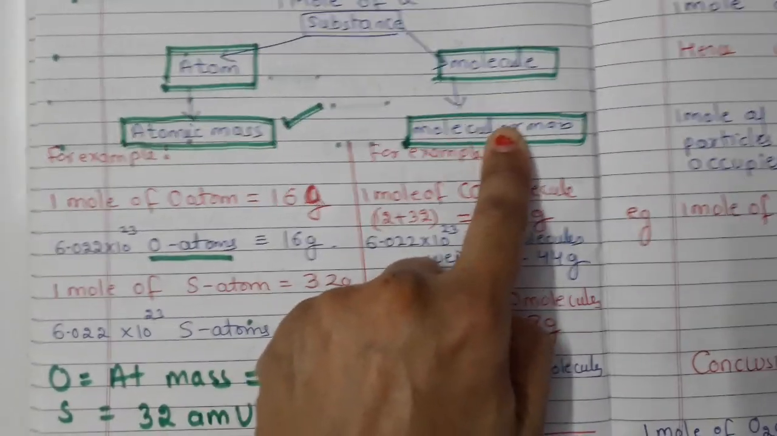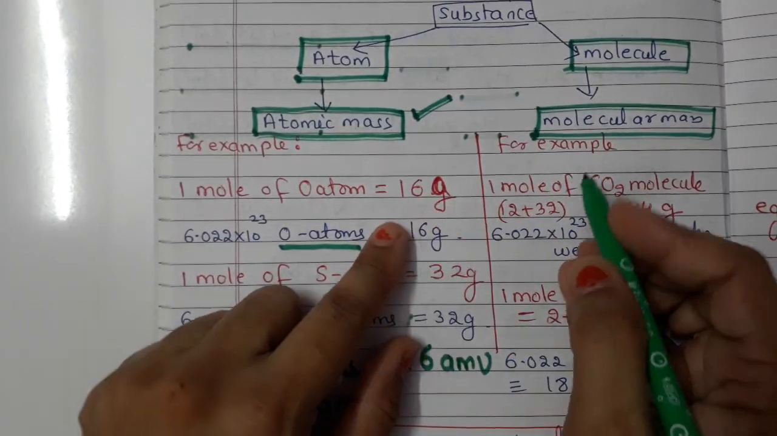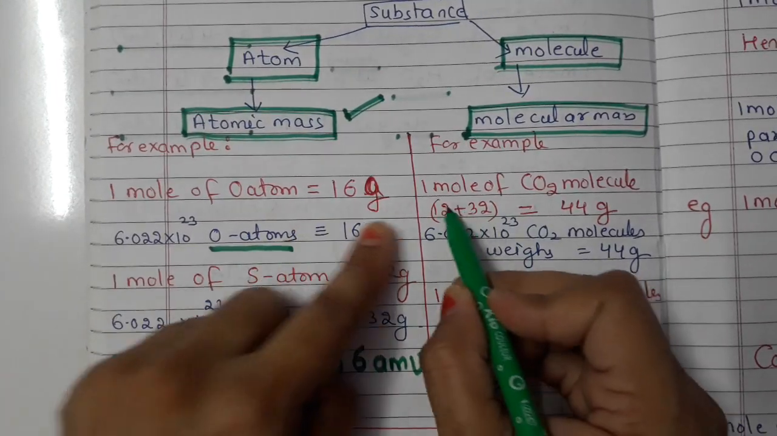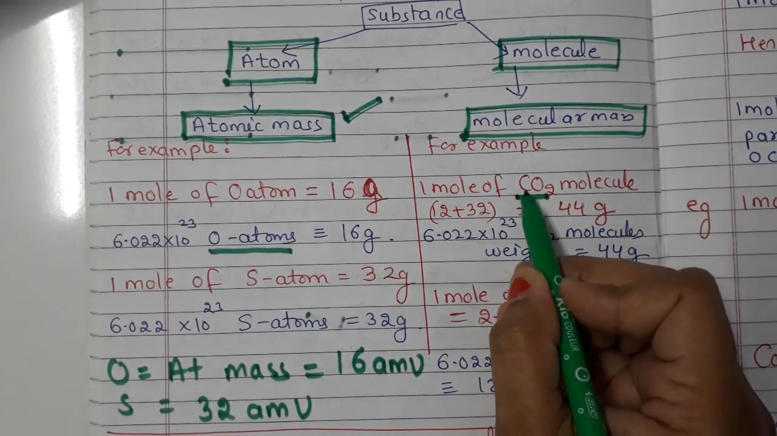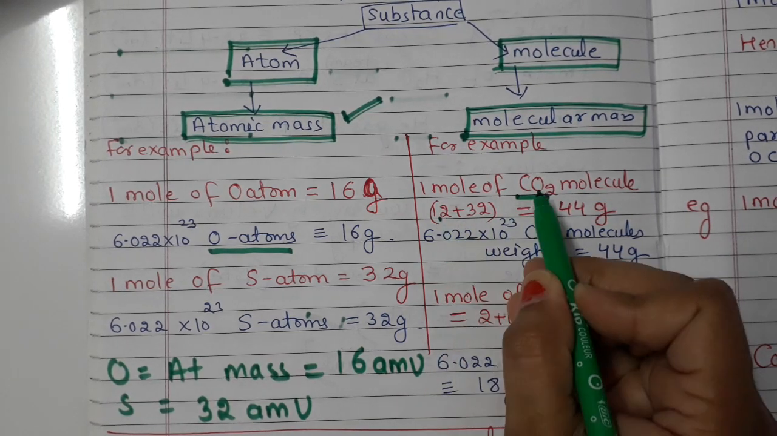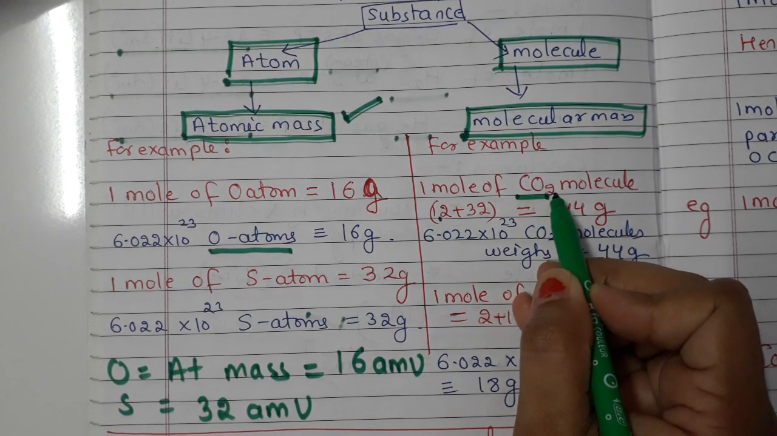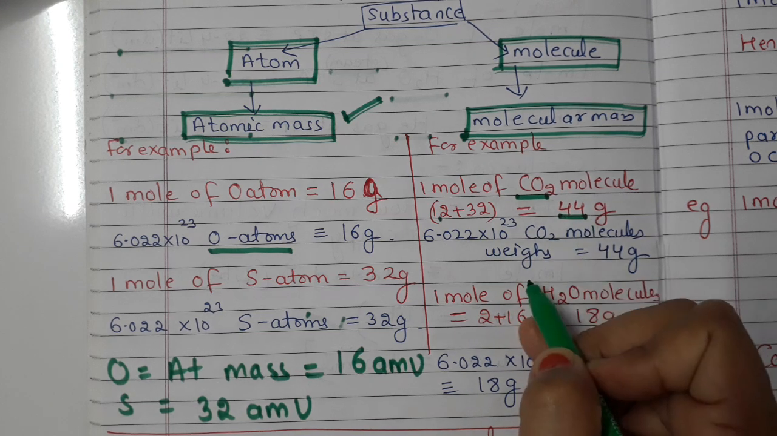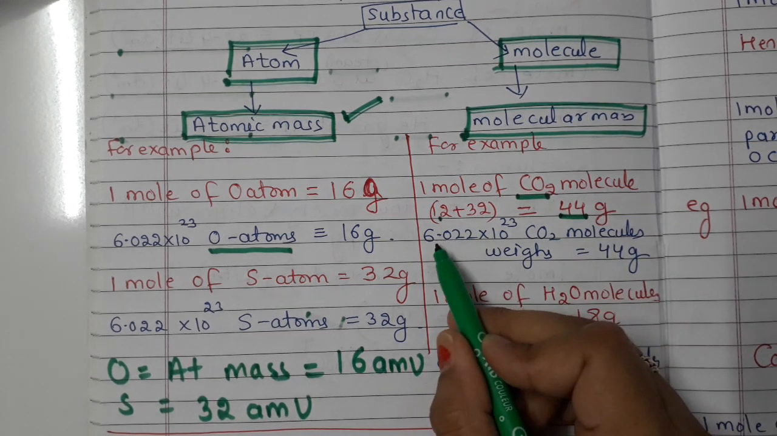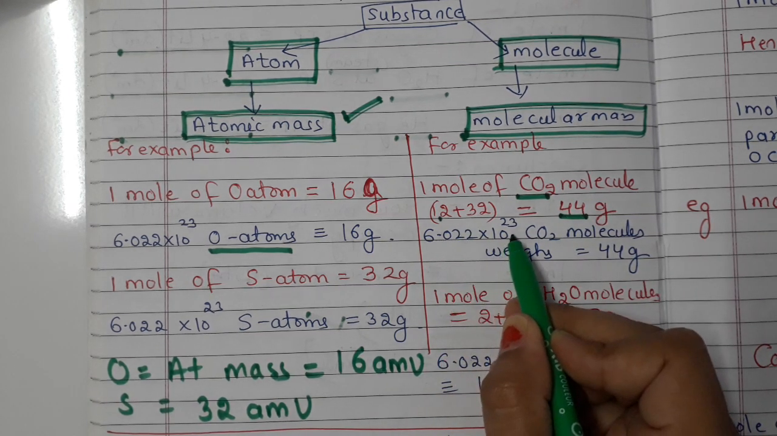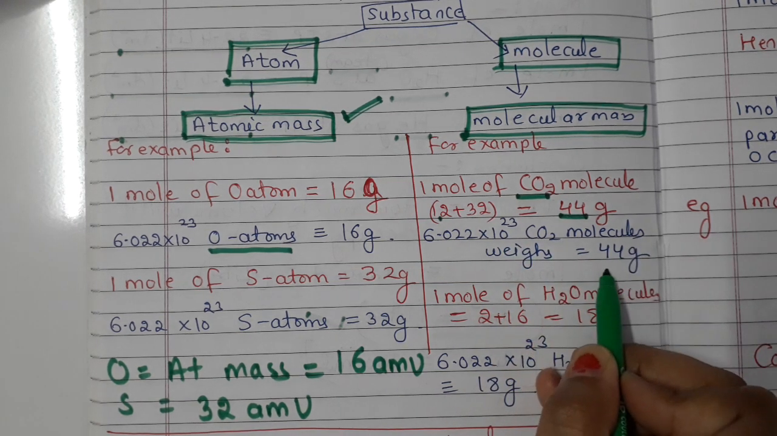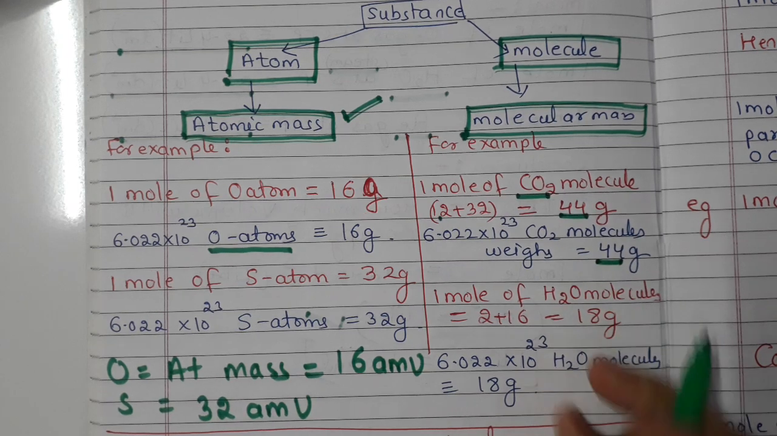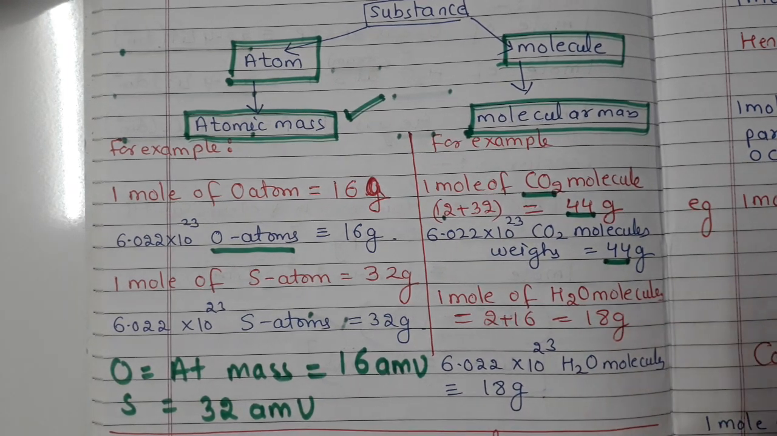Now students, just see, molar mass, as I said, suppose I say 1 mole of CO2 molecule. So I am adding the atomic mass of carbon, that is 12, and oxygen, that is 16 plus 16, 32, so 44. So it means that 6.022 into 10 raised to 23 molecules of carbon dioxide gas weigh 44 grams. Fine, it is having this much weight.